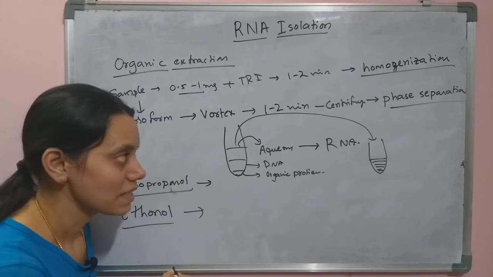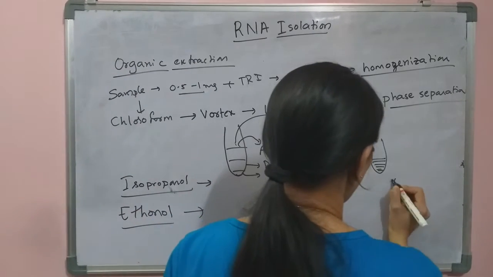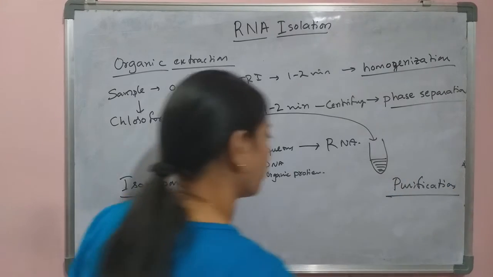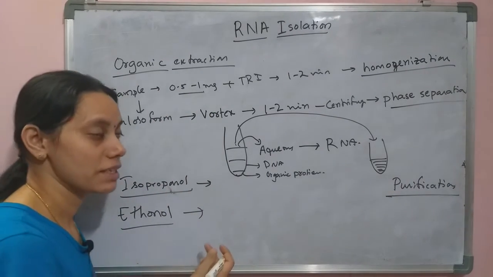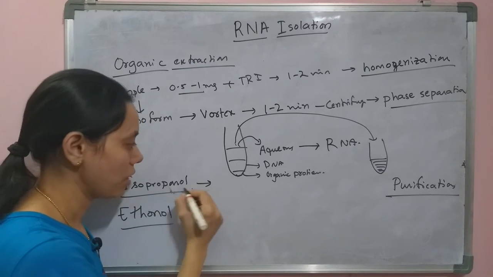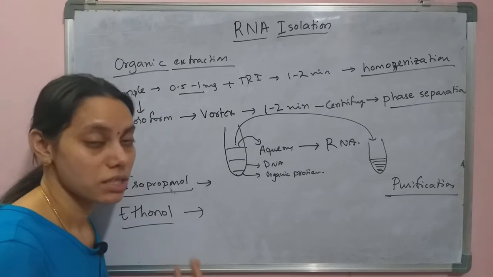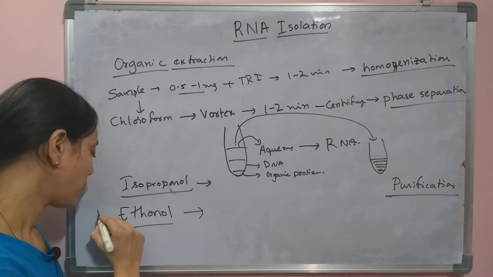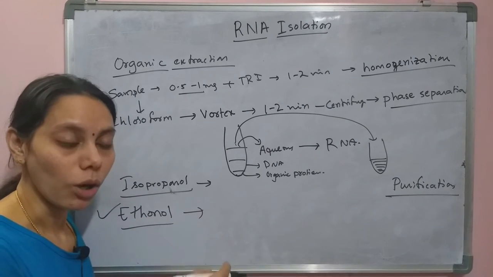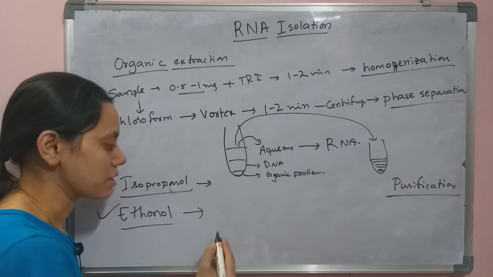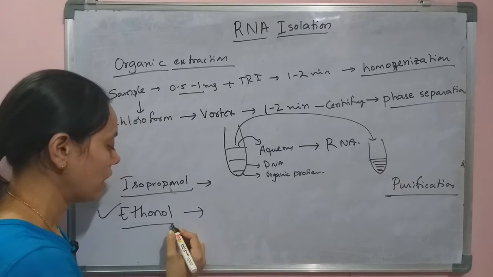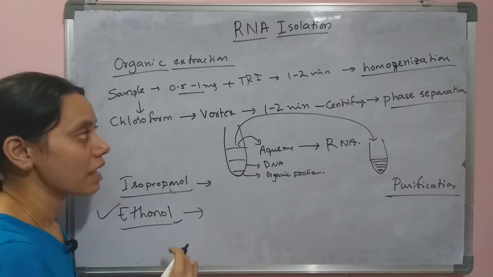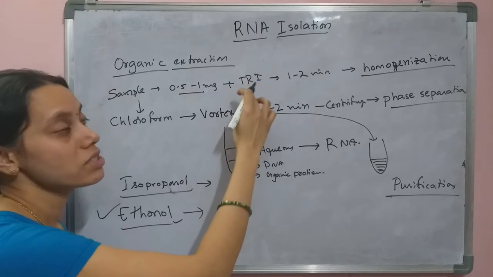So the last one is the ethanol wash. This is the step of purification. Under this purification stage of the nucleic acid extraction, we add isopropanol so that the salts and the nucleic acids will be precipitated. By using ethanol, we can purify and quantify the nucleic acid. Here the ethanol must be in the same quantity as the reagent that is used.